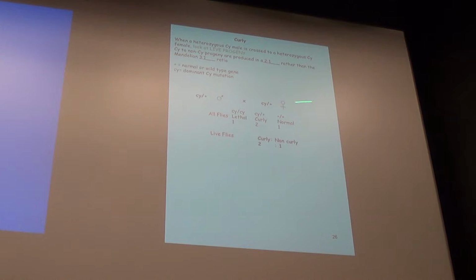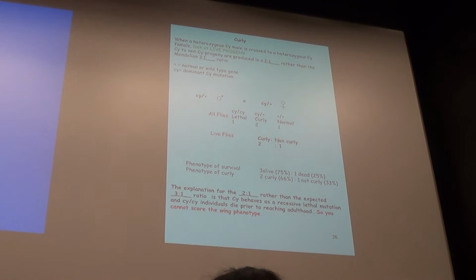And so you would calculate and determine what curly does based on this ratio. Phenotype of survival, 3 alive, 1 dead. Phenotype of curly, 2 curly, 1 dead. This is the reason. The reason is this entire class of flies are missing from the progeny. They disappear, and so you don't find them in the progeny class.